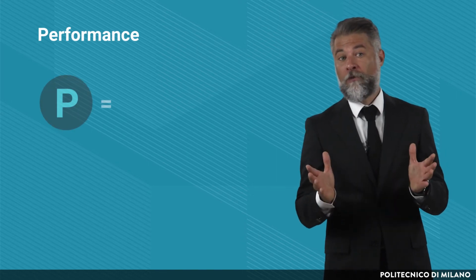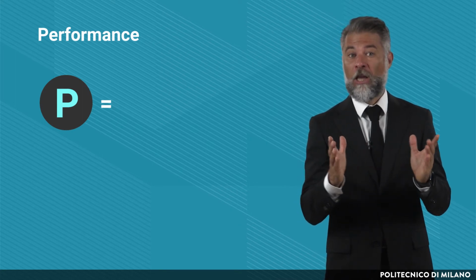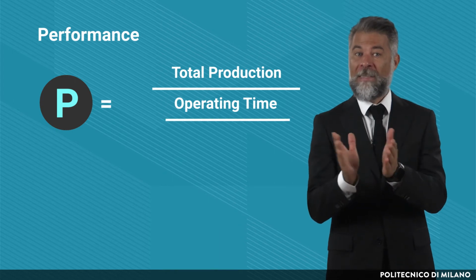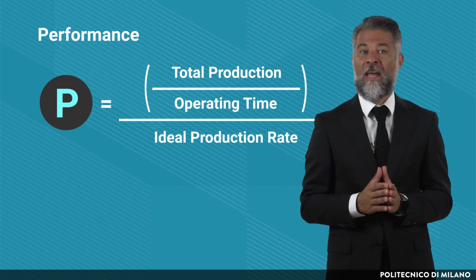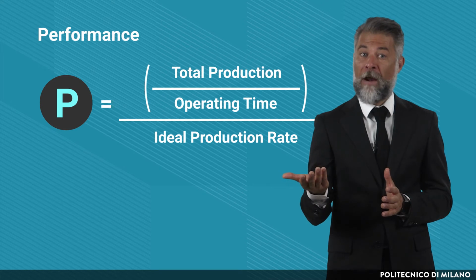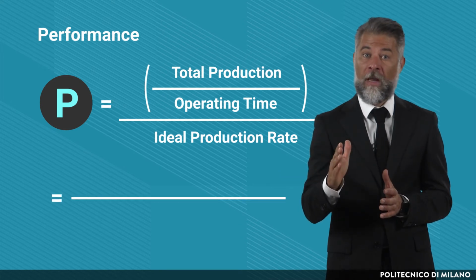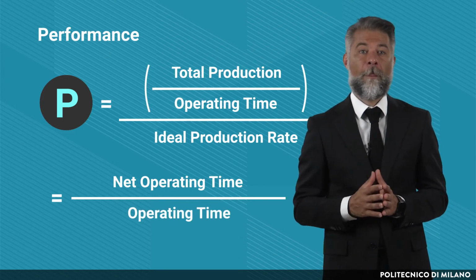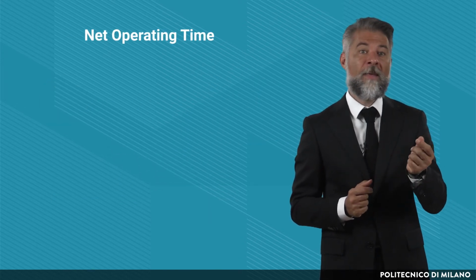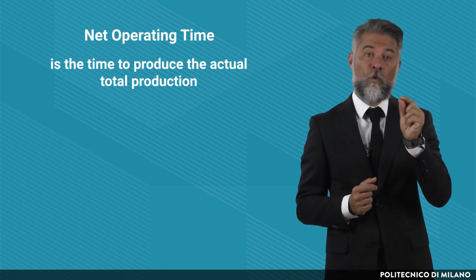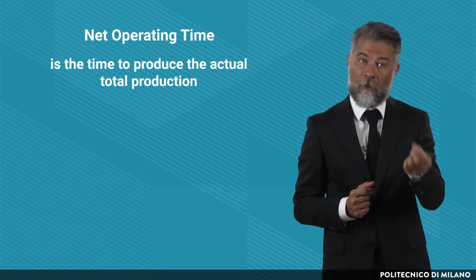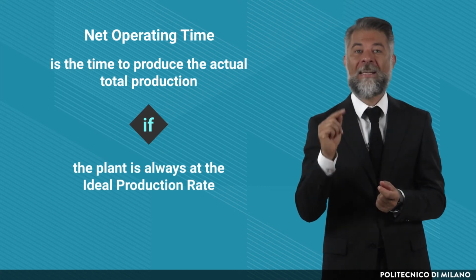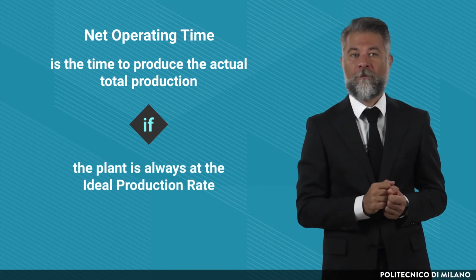As the performance formula could be expanded as total production divided by operating time divided by ideal production rate, we can also express performance as the ratio between net operating time and operating time. Net operating time is the time that would have taken to produce the actual total production if the plant would have always worked at the ideal production rate.